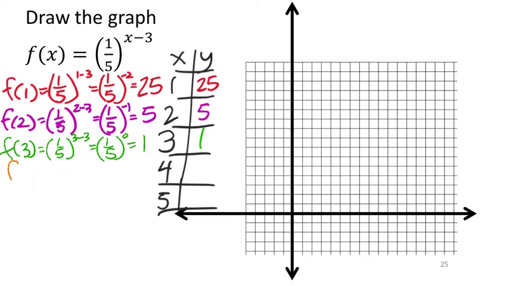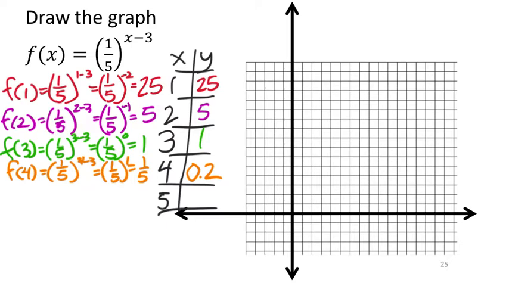How about the next one where the X value is 4? F of 4, there we go. Well, that'd be 1/5 then to the power of 4 minus 3, which is 1/5 to the power of 1, which is just 1/5. But like I said before, I'm not going to show the fraction because the decimal is a little bit easier to graph. 0.2. That's a nice decimal to graph.